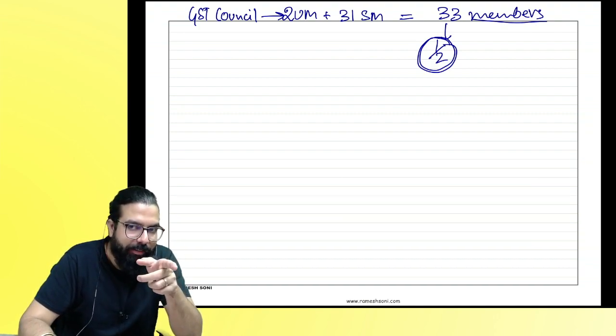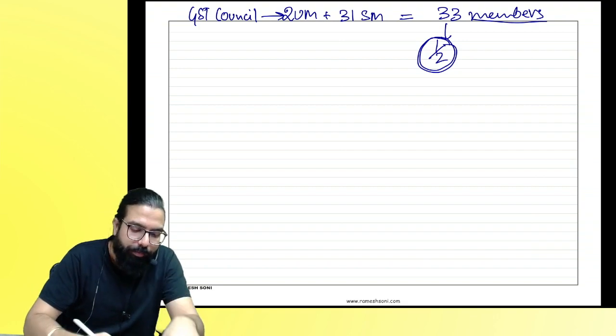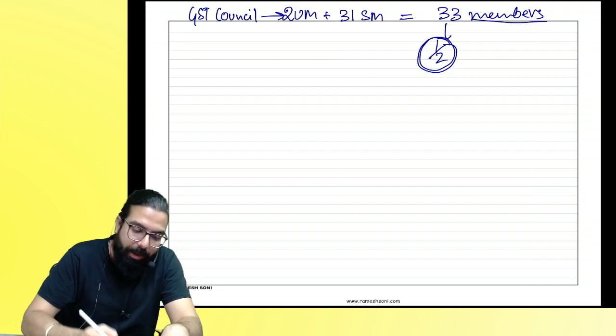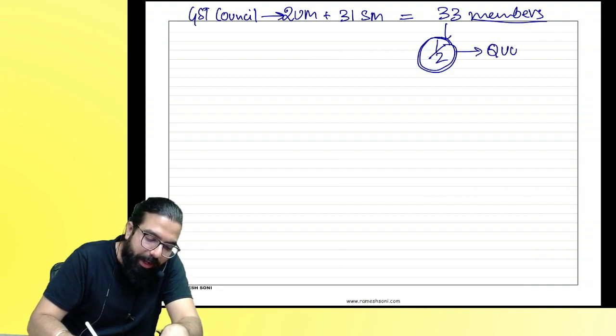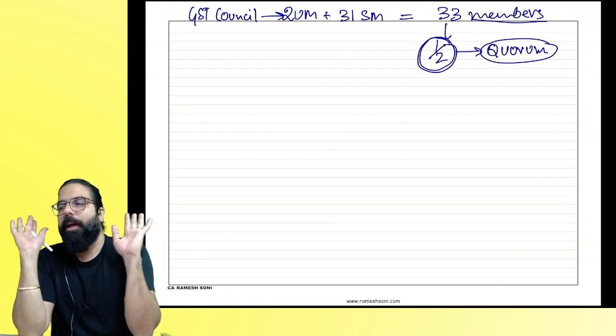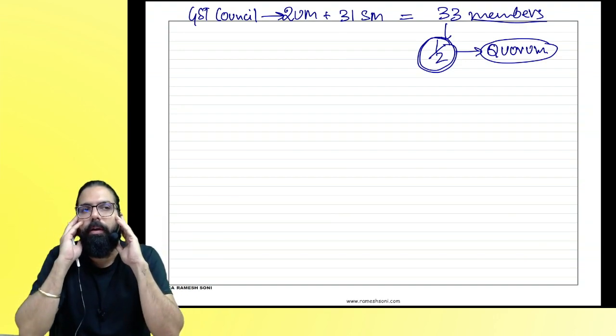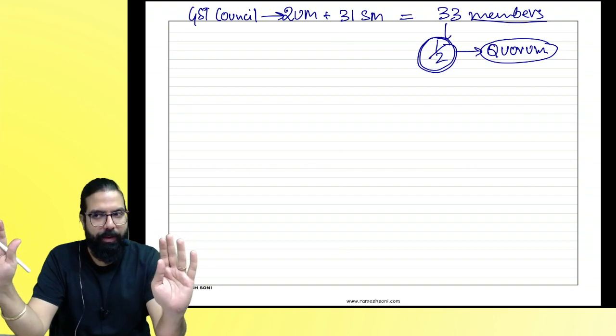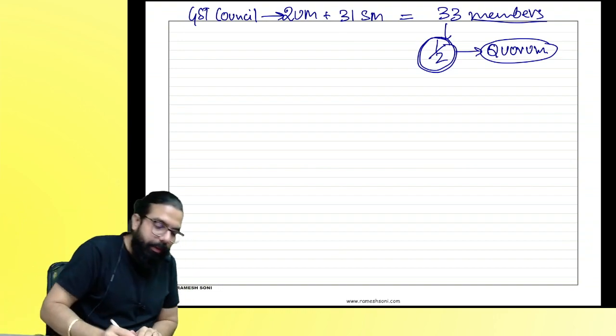One will send his kids. No. You should write in the exam, always write, half of the number of members should be present for a meeting to be held. That is known as the quorum. Can I go ahead, everyone? Can you tell me how many members are in the GST council? 33. How many members should be present? Half of the number of members. Don't say 16.5. Take everyone. Next. Somebody told in the exam 16.5 approximately.